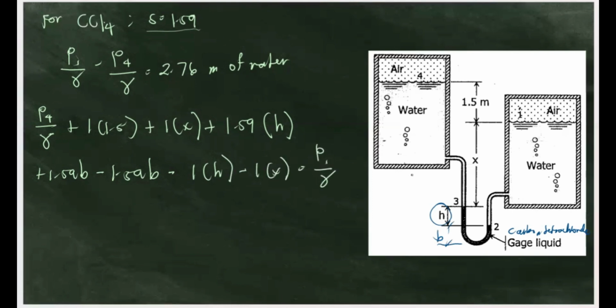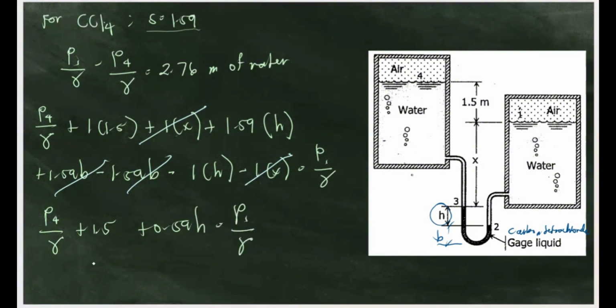So, tignan ulit kung merong mga like terms. Ito, wala na to, X, tapos na. So, 1 times X, meron isa positive, negative. Ano pa? Itong dinagdag natin na dimension na nasa baba, pares lang. So, let's simplify P sub 4 over gamma plus 1.5. Pag samahin natin to, this will become plus 0.59 H is equal to P sub 1 over gamma. So, gawin natin sa format na P sub 1 over gamma minus P sub 4 over gamma is equal to 1.5 plus 0.59 H.